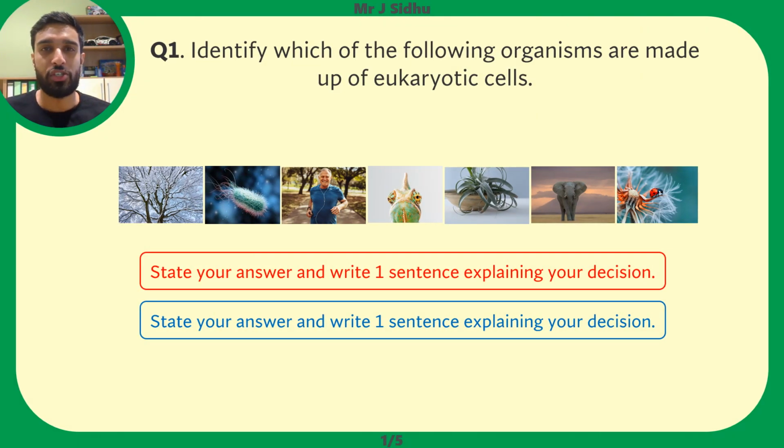So question number 1. On screen are 7 organisms. Your task is to identify which of the following organisms are made up of eukaryotic cells. There are red and blue activities, but for this question, they are both the same. So just state your answer and write one sentence explaining your decision. So pause the video here and have a go at answering question 1. And once you've finished, then press play and continue for the answers.